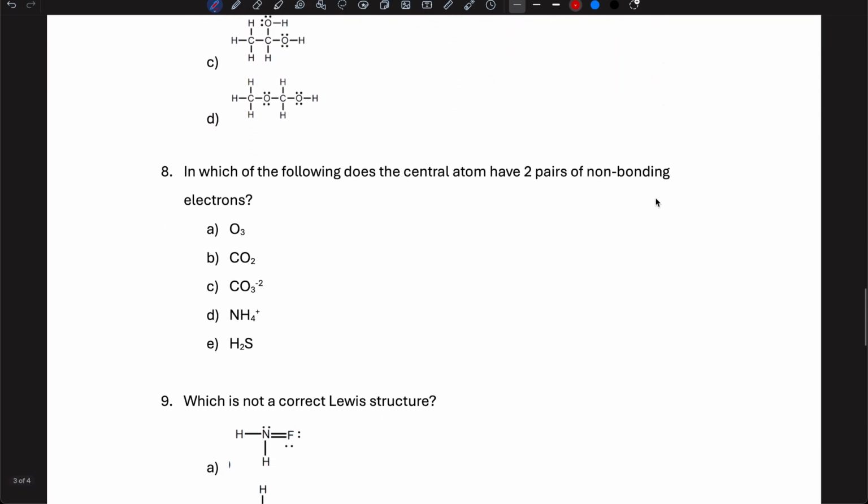Which of the following does the central atom have 2 pairs of non-bonding electrons? The only way to really do this is to draw your Lewis structure. There's no other way to do this. And so if we try to draw ozone or O3, you don't really have to know the name. But what we end up forming is something like this.